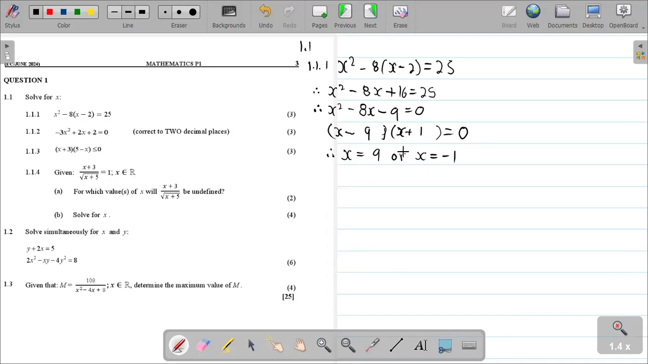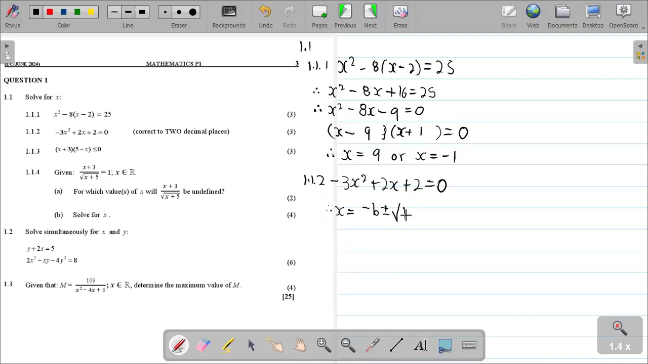Easy. Well, is it easy? I don't know. So, okay. 1.1.2. They say correct to 2 decimal places. So we have negative 3x squared plus 2x plus 2 equals 0. So we should use, so it means therefore x equals, we use the quadratic formula here. They say correct to 2 decimal places.